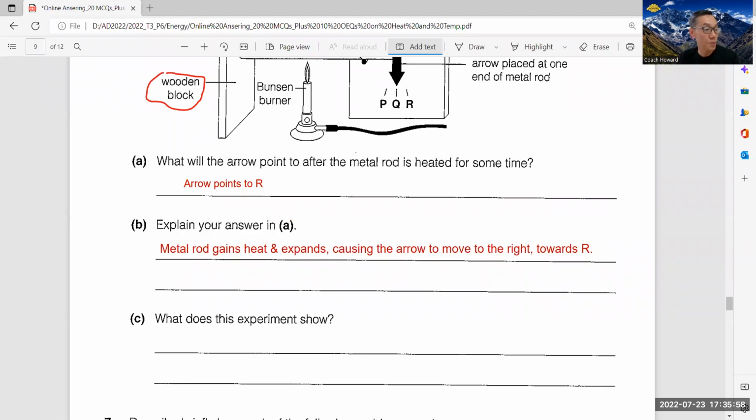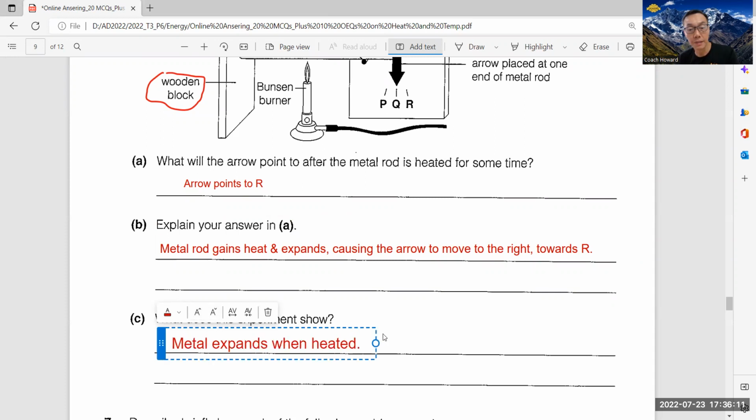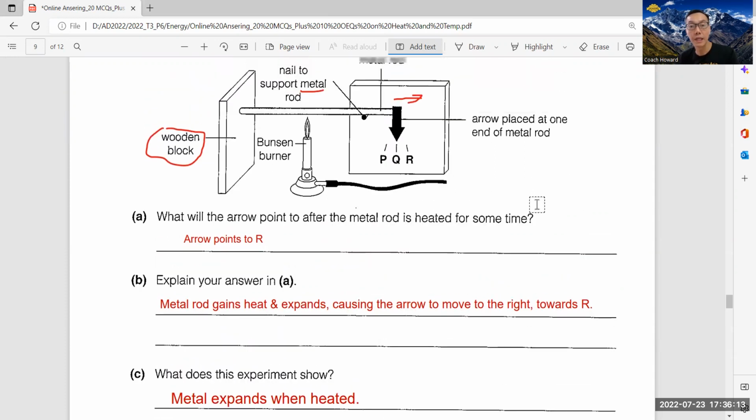What does this experiment show? Actually, very easy. It shows that metal expands when heated. Because now they are heating metal. So this experiment shows metal expands when heated. Okay, clear this one, easy.